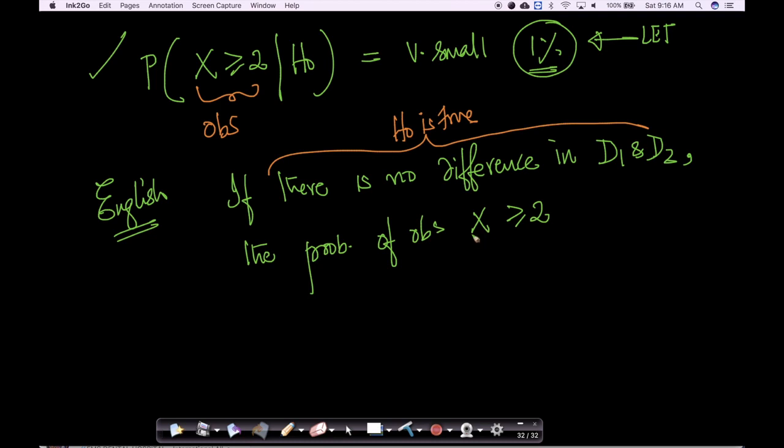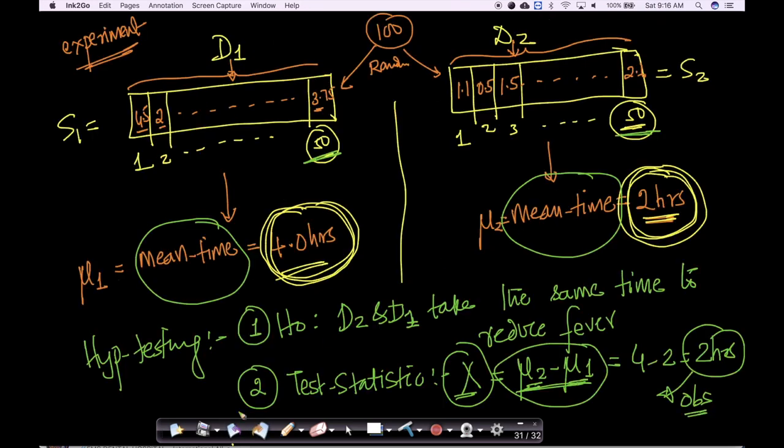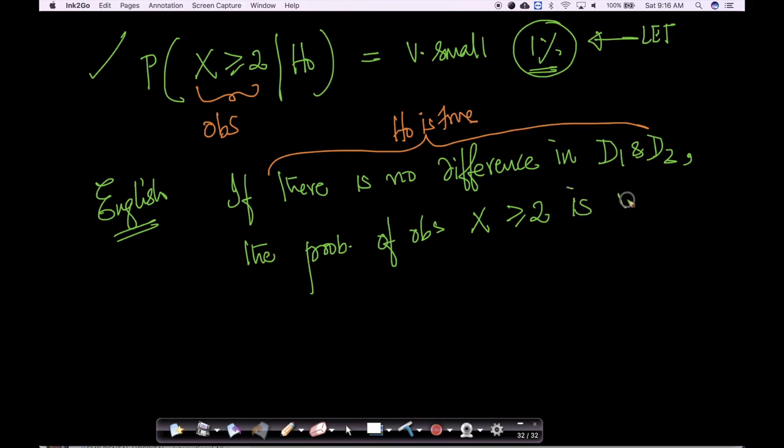observing a mean difference. Again, I'm trying to expand on what x means. If there is no difference in D1 and D2, the probability of observing the mean difference between my drug 1 and drug 2 to be greater than 2 is very small, or it is 1%. What does this mean? Remember, this is our observation. We've already observed this. You can't deny the observation that you have already had.